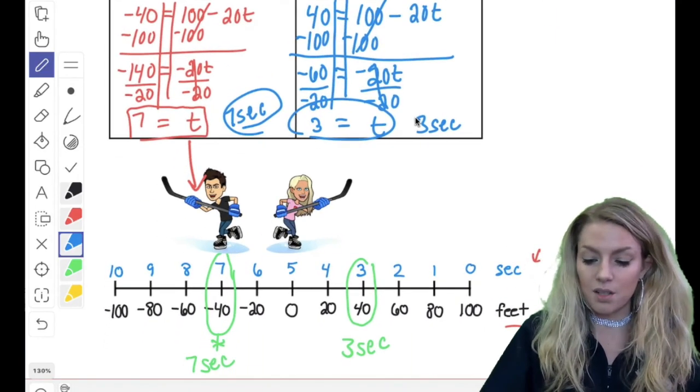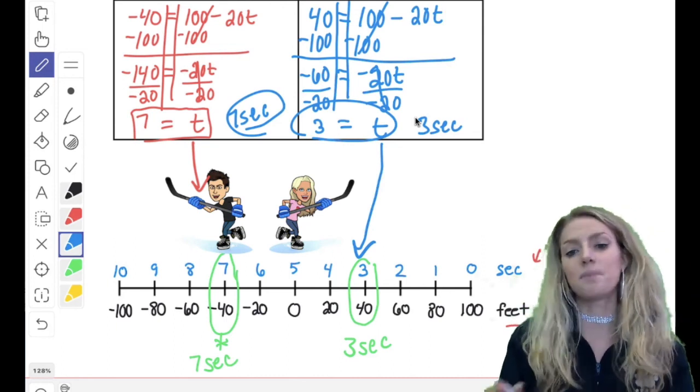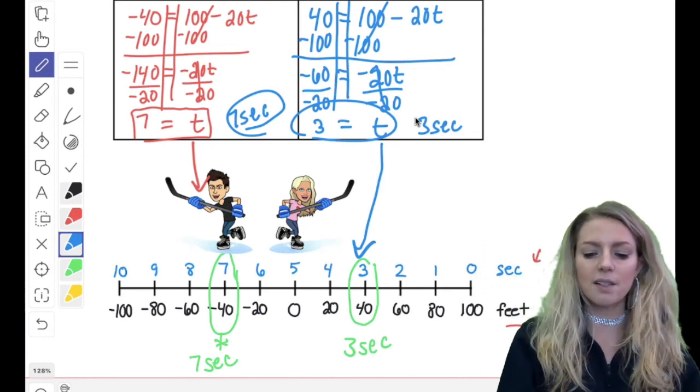And take a look. That was actually the first answer we got on our number line when we looked at it as a diagram or a picture before we solved it algebraically.